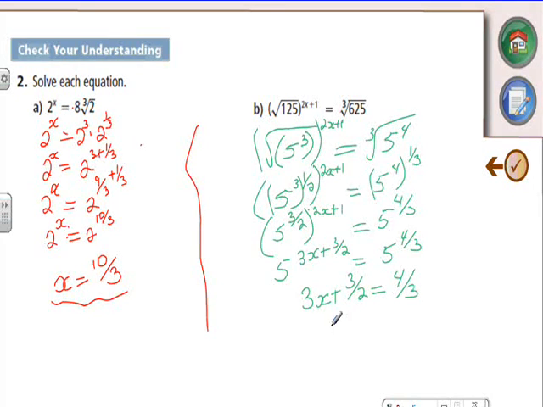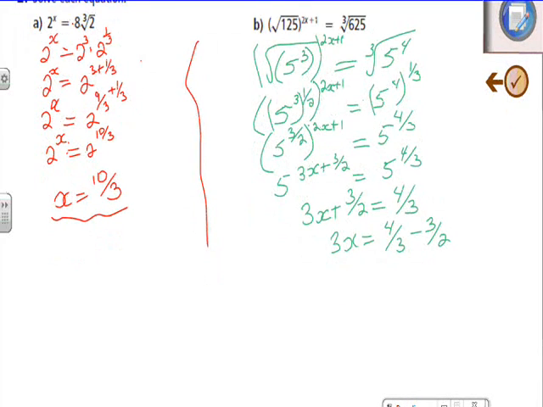So we've got 3x equals 4/3 minus 3/2. Oh, lovely, we've got some fractions to subtract. Common denominator is 6. So 3x equals something over 6 minus something over 6. Got to multiply this one by 2, that gives me 8. Multiply this one by 3, that gives me 9. That's leaving me with negative 1/6. So 3x equals negative 1/6.